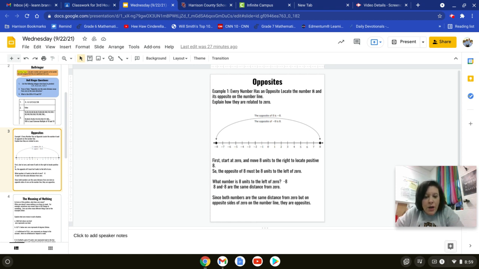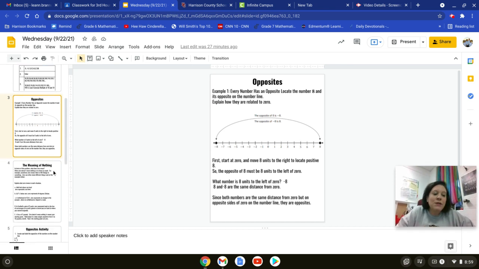So start at 0. Move 8 units to the right to locate positive 8. So the opposite of 8 means to go back to 0 and go to the left 8 spaces. So that's how you find 8 and negative 8. Why are they opposites? They're in opposite directions but have the same distance from 0.